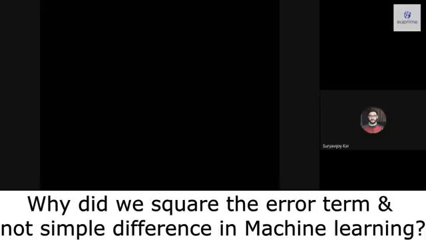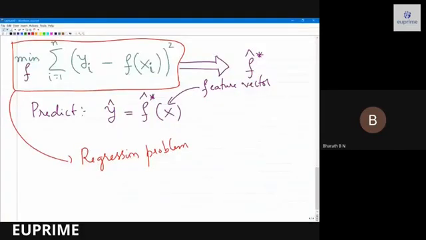So why do you take a square in the error and why not just a simple difference? Oh, a simple difference, what can happen is something can be positive and some other thing can be negative and you get a zero, right? Or you can get negative also. But we could use a modulus to get the absolute value. That's a good question. So why not mod instead of squared, right?